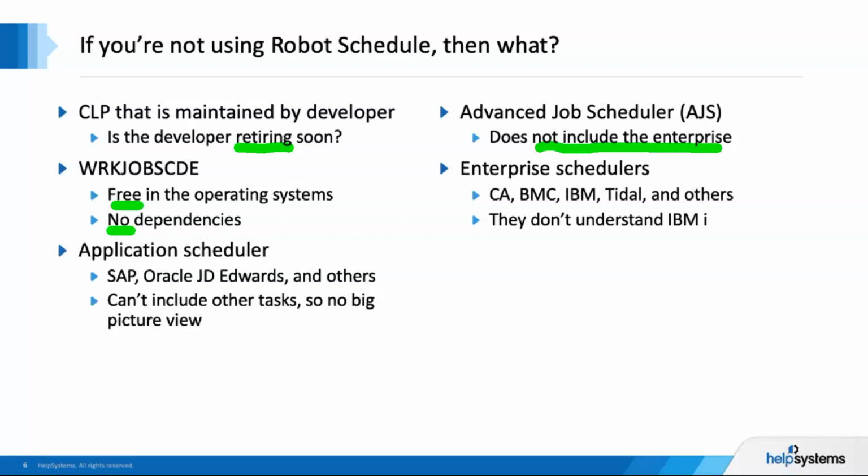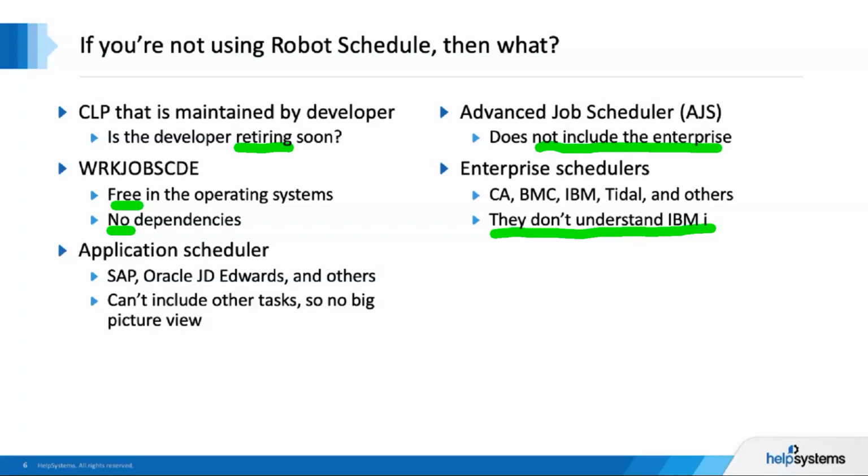And then what else are they using? Enterprise schedulers. There are a number of these out there from some of the big players in the market that are really designed to be the scheduler for the whole business, irrespective of the underlying platform. I tend to find these heavyweight solutions don't tend to handle IBM i very well. IBM i always seems a bit of an afterthought.